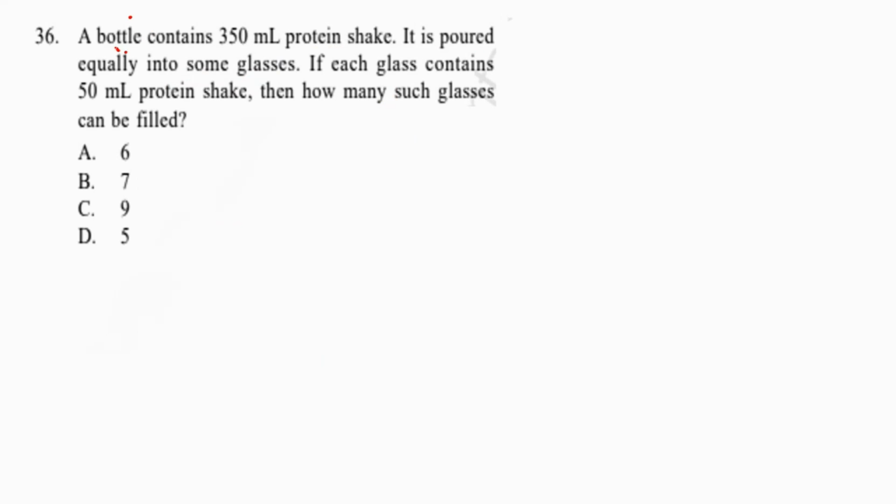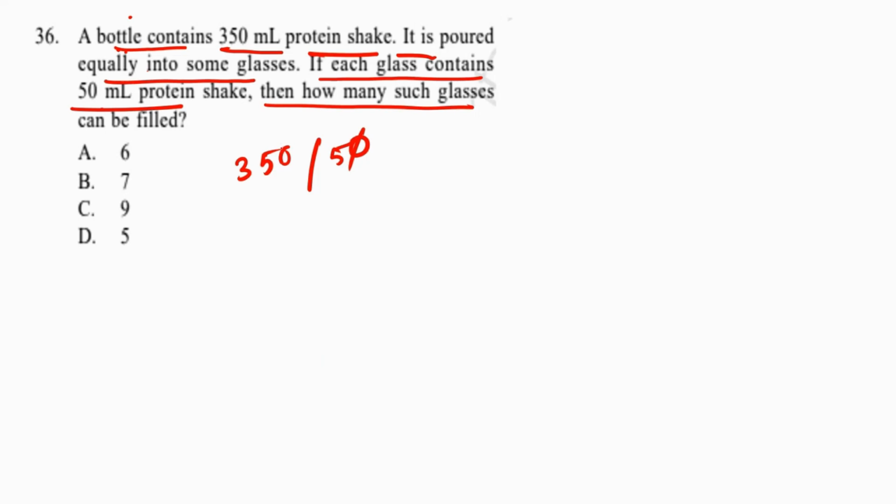Moving on to our next question. A bottle contains 350 milliliters of protein shake. It is poured equally into some glasses. If each glass contains 50 milliliters, then how many such glasses are filled? So in that case, we need to divide. And if we divide, 0, 0 cancel, 5, 7 times is 35. So option B is the number of glasses that were filled.